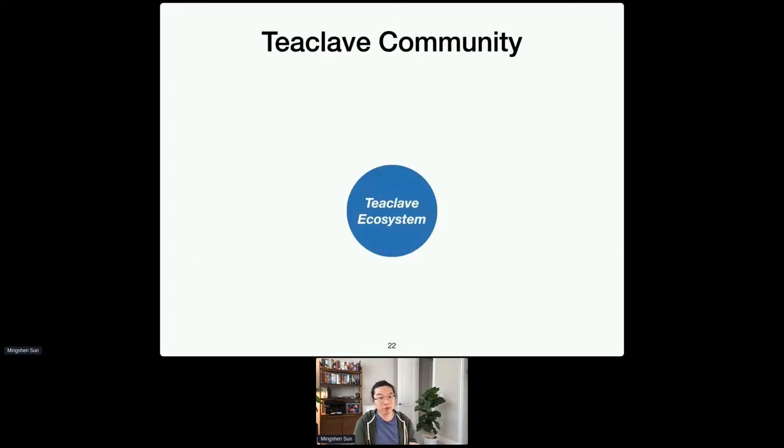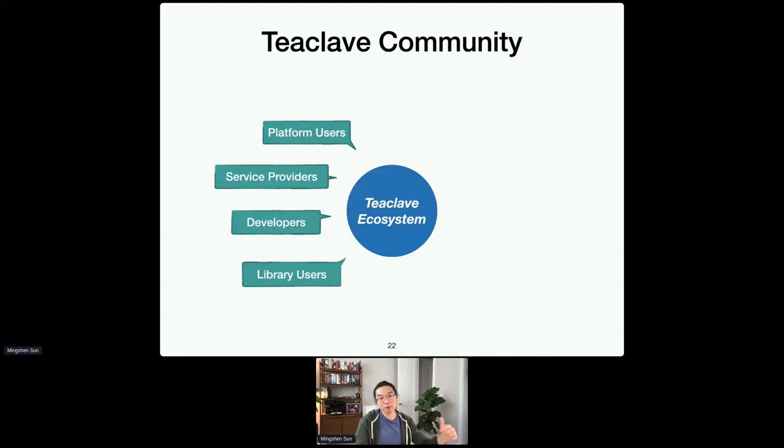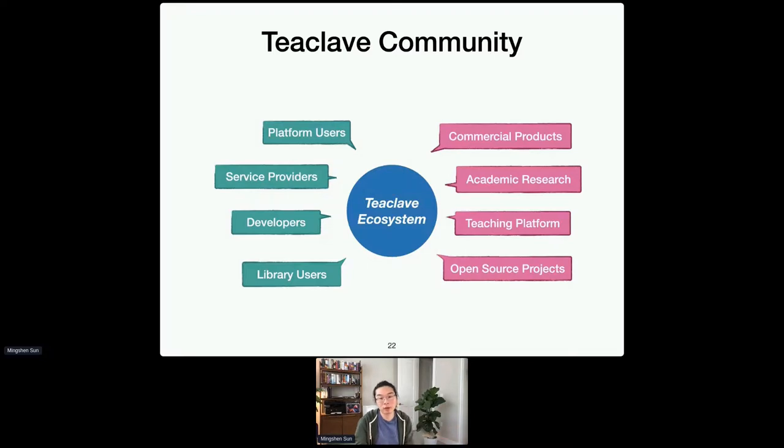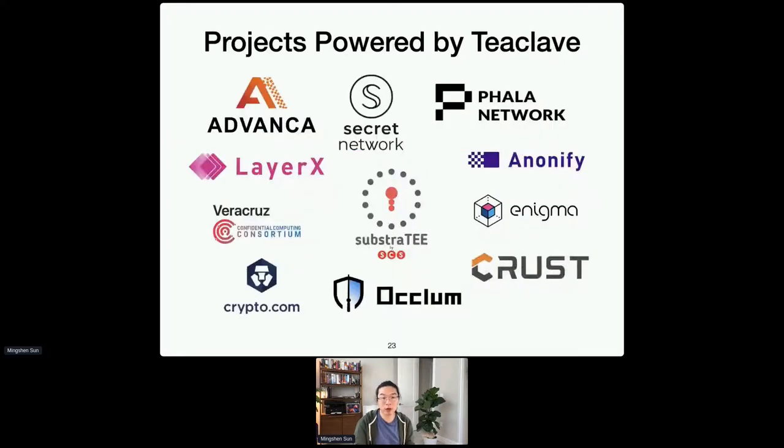At last, I give you a brief introduction of our community. For the Teaclave ecosystem, on the left-hand side, we have platform users who use our platform code directly, and service providers who can deploy the code. Developers develop on our code, and library users grab our libraries for their open source projects. On the right-hand side, we have seen commercial products, academic research, teaching platforms in universities, and open source projects which also use our platform. Here's an overview of projects powered by Teaclave, and I will give you some case studies about how they are using this project.